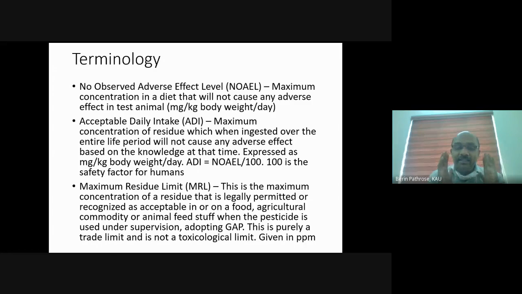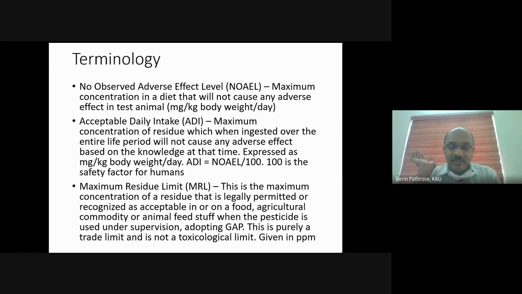That is the maximum possible residue, because MRL is for the whole country. The FSSAI gazette notification is for the entire country. So that means if any farmer in any part of the country sprays that particular pesticide, this is the maximum at the particular concentration at the particular crop stage. This is the maximum concentration of pesticide residue that we can expect.